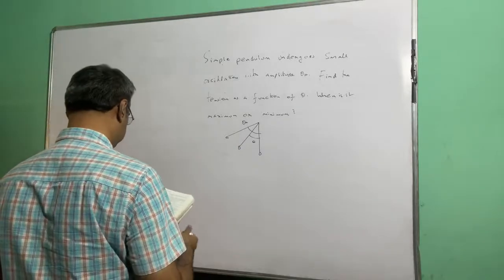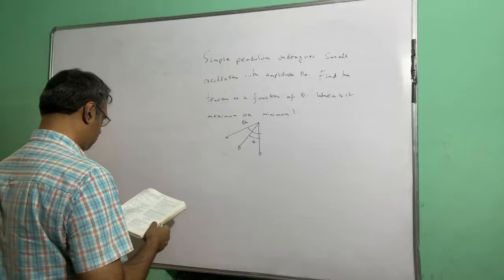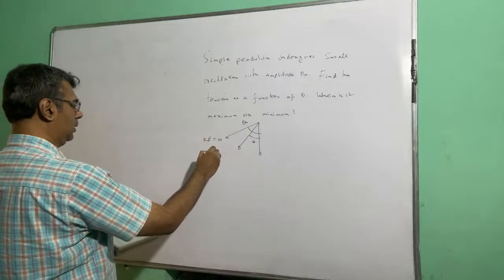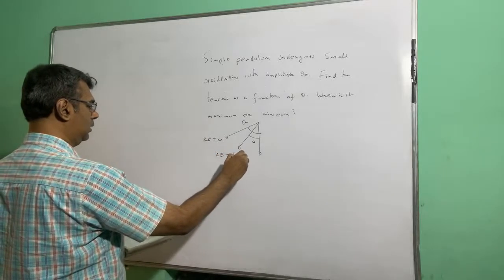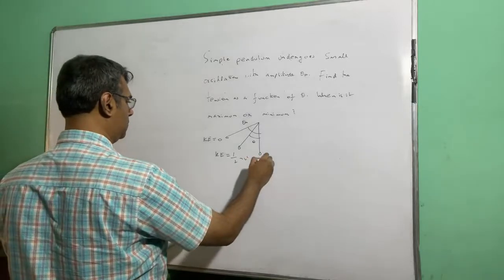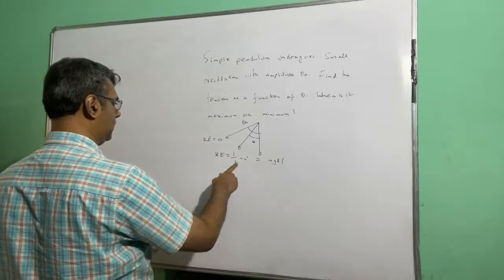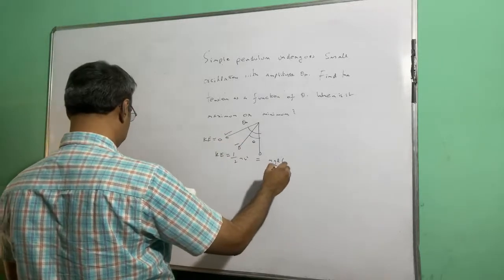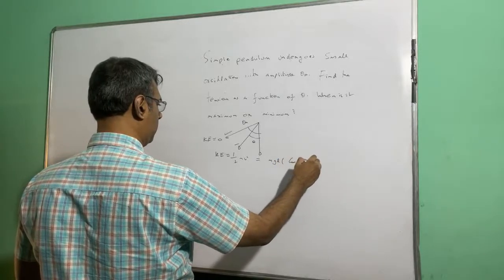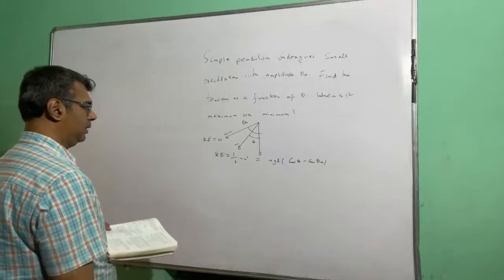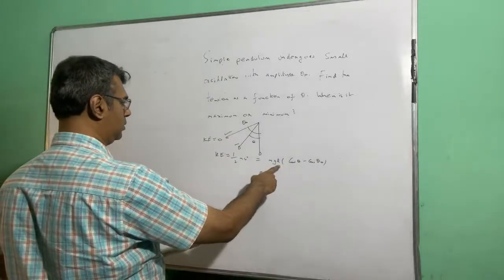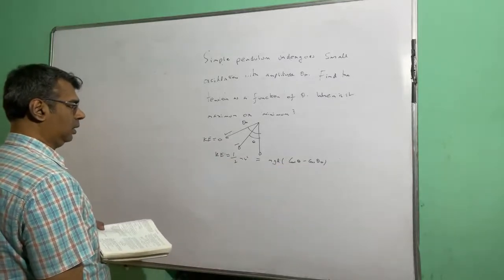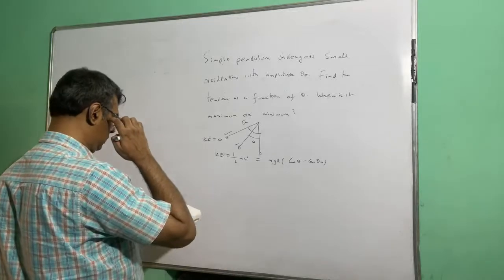Over here the kinetic energy will be 0, and over here the kinetic energy will be half mv square. By conservation of energy, half mv square will be equal to the change in potential energy between these two locations. The change in potential energy between these two locations is mgl into cos theta minus cos theta 0.